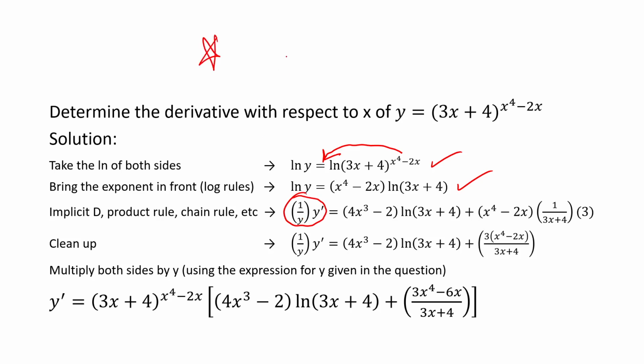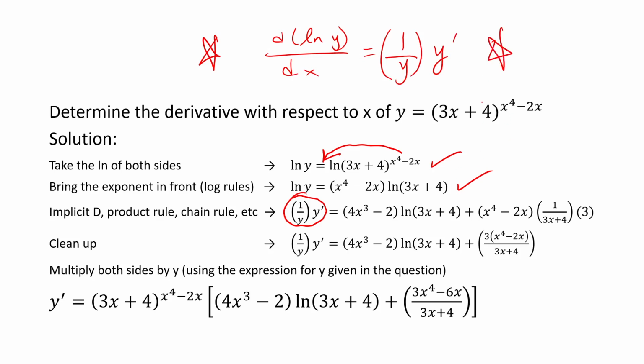That's something that's worth remembering. It comes up a lot in these questions. The derivative of ln y with respect to x is 1 over y times the derivative of y with respect to x, which I'm calling y prime. That is worthy of a couple of stars at the top. Remember that. So now that we did the derivative on the left-hand side, let's determine the derivative of this portion on the right.